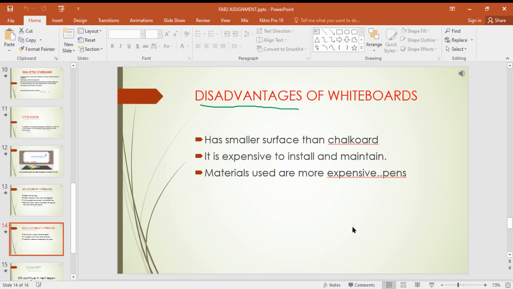So the materials used to mount the board and the marking pens are very expensive to use.